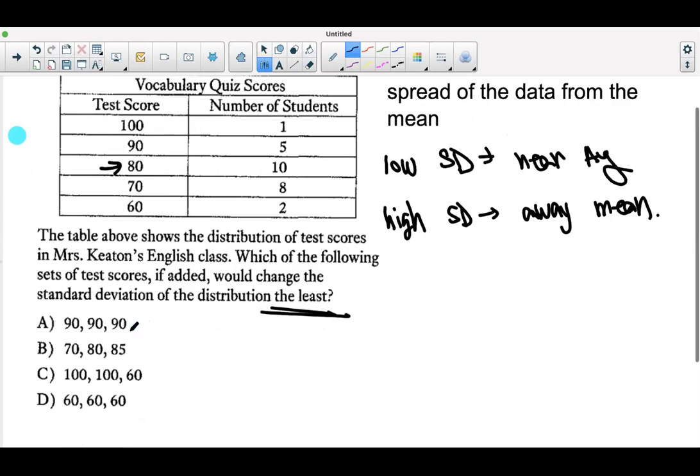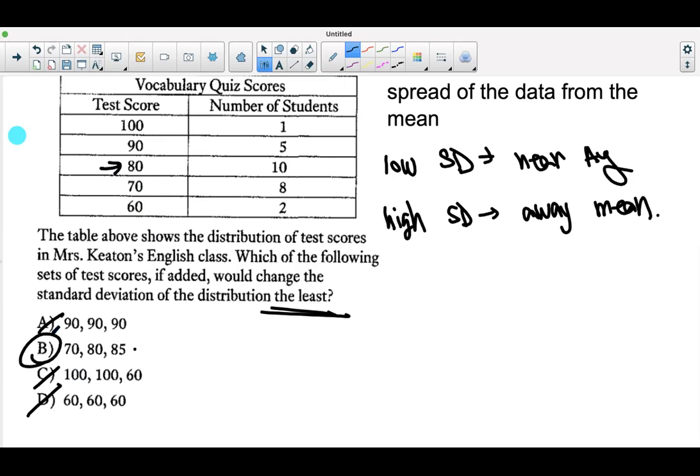So let's look at it, guys. 90, 99, they're all above the mean. 70, 80, 85. Oh, that's near the mean, so that's okay. Not bad. 100, 160, they're all very far away from the mean, so that's not it. 60, 66 is very low, but they're a lot away from the mean. So the best answer was choice B because they're near the mean, which will increase the standard deviation the least.